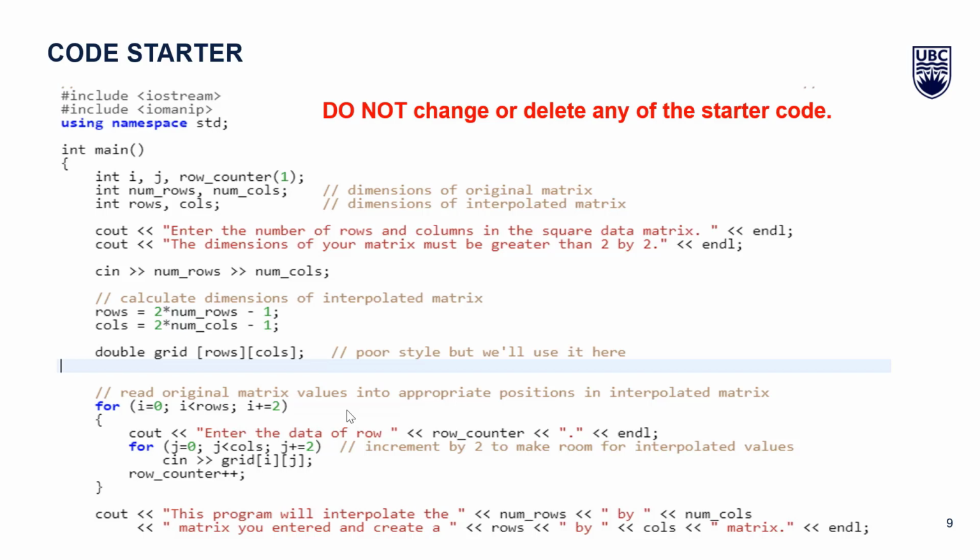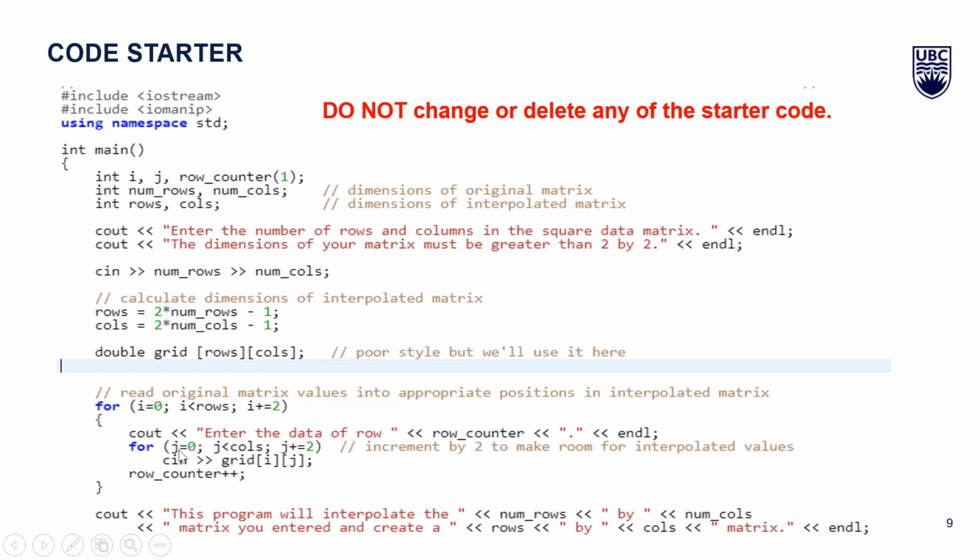Here, in order to be able to read the value of each point in our original matrix, we must use a nested for loop. One for loop for rows and the second for loop for the columns. So we will start with for i equal to 0. So we set the counter i to equal 0 to represent the first row in our matrix, and then we will check our condition if i is less than rows. If this condition is satisfied, we will print out "Enter the data of row" followed by row_counter, and we set the initial value of this variable to be 1. So we will print out "Enter the data of row 1".